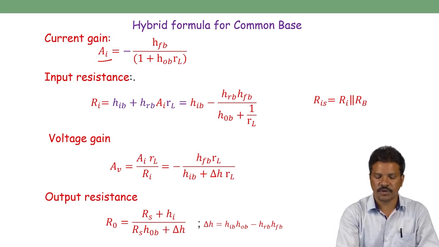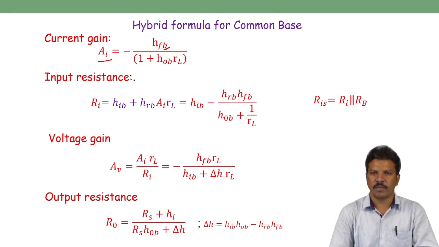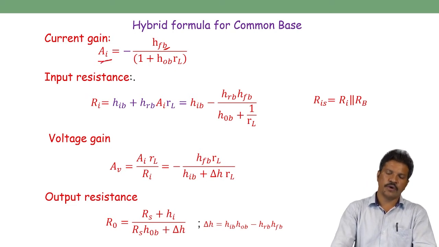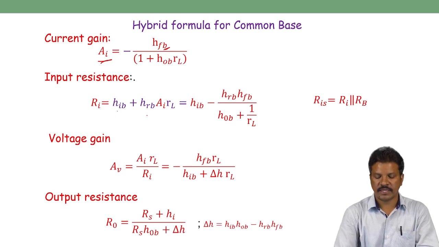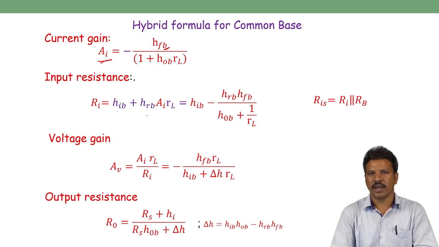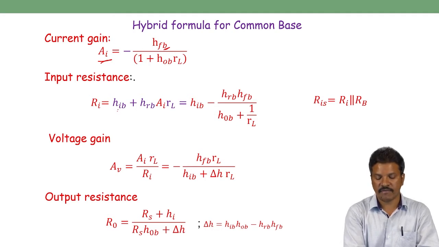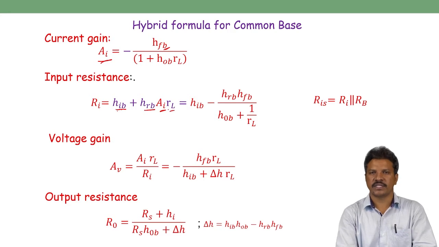So when we substitute a small b subscript here, we get hfb divided by 1 plus hob into RL. So then we will get the current gain AI. And then the input resistance. The input resistance formula is HI plus HR AI into RL. In a common base amplifier, we replace HI with HIB, and HR with HRB, and the current gain multiplied with the load resistor RL.